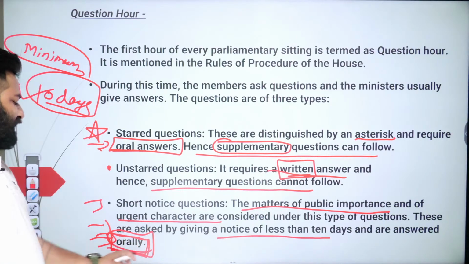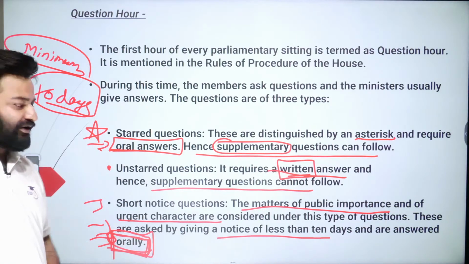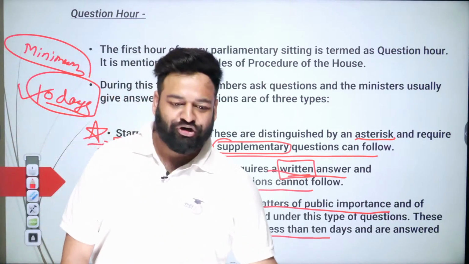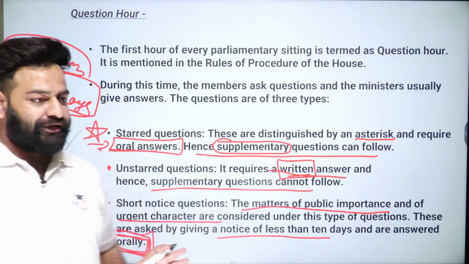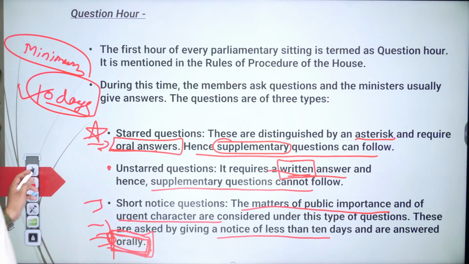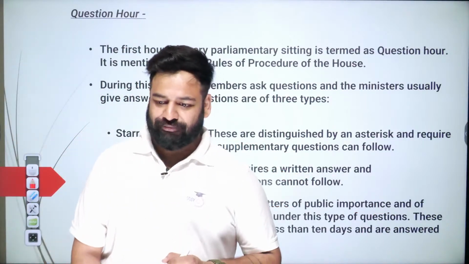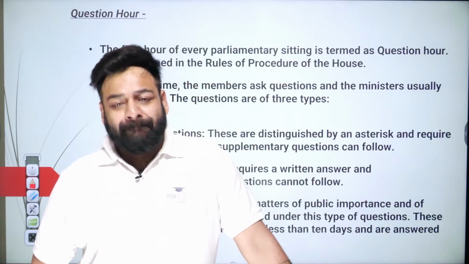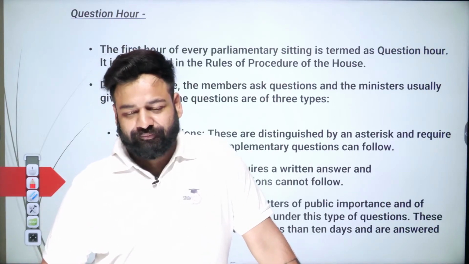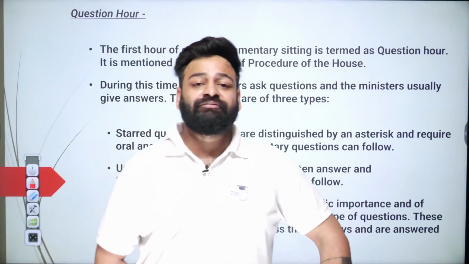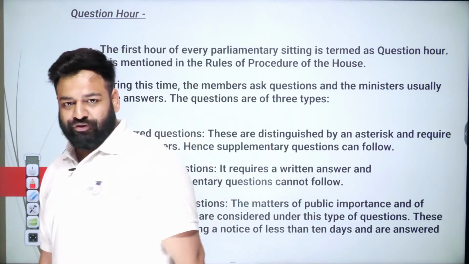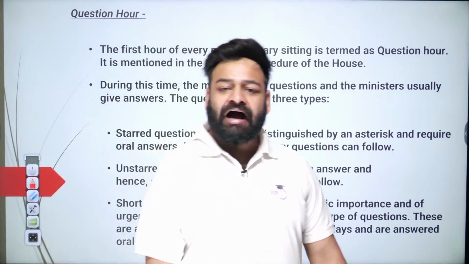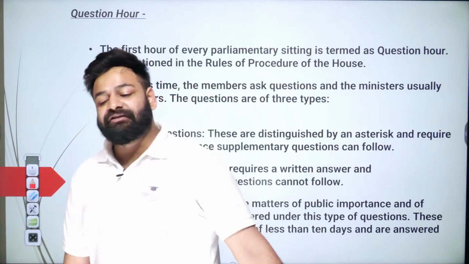So only one type of question is to be answered in writing, that is the unstarred question. The starred and the short notice questions are to be answered orally. And who is going to ask these questions and who is going to answer them? The one who will be asking the question will be the members of Lok Sabha or Rajya Sabha. The answer shall come from the ministers. Questions will be asked just by the members, answers shall be given by the ministers.